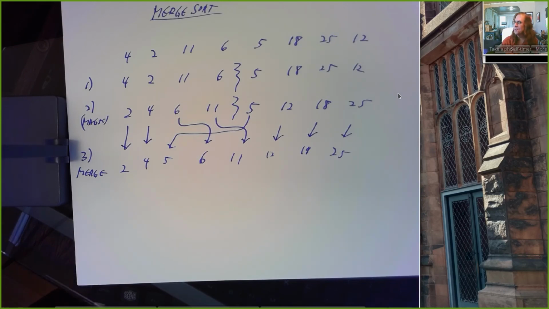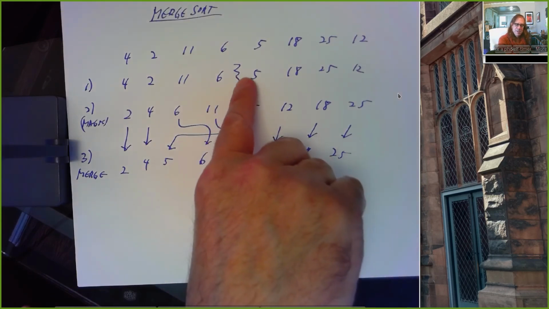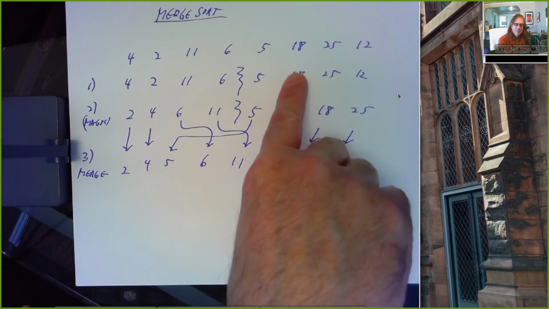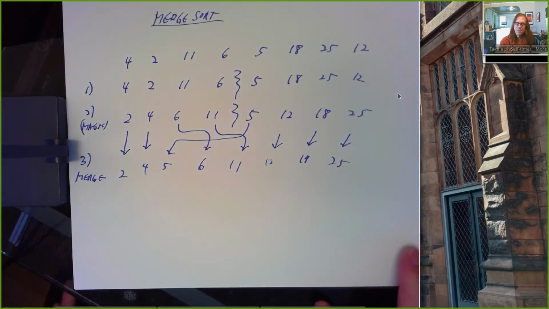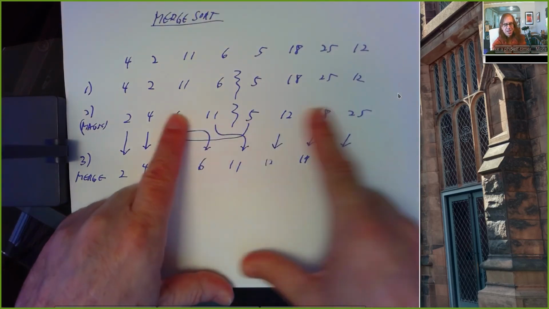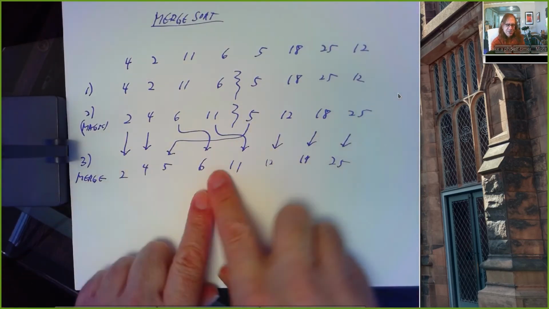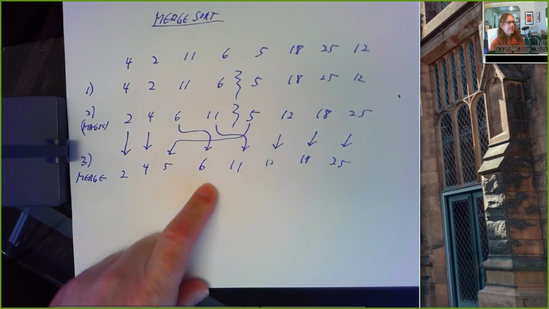So merge sort is 3 steps. Split your input into 2 halves, roughly. If it's an odd number of things, they'll be off by 1. But split it roughly in half, and then do some kind of magic to sort each of those halves, and then interleave them, merge them into a final output list.